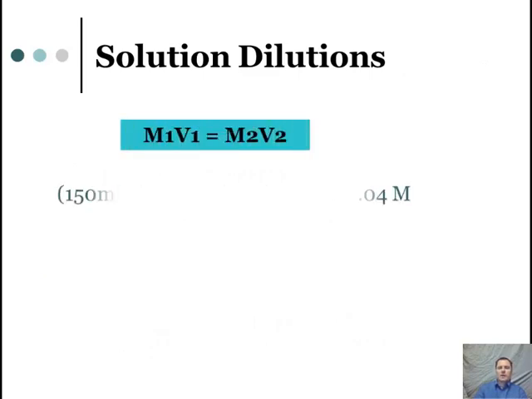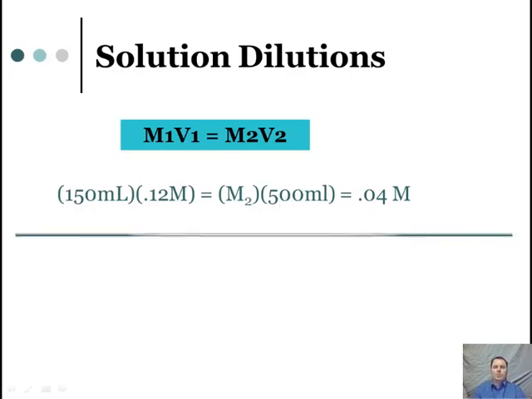Okay, so the first one, M1V1. We take 150 milliliters, which is our V1, and our M1 was 0.12. We're solving for M2, with 500 milliliters. Once again, divide this side by 500, and you get your molar mass, or excuse me, your molarity.